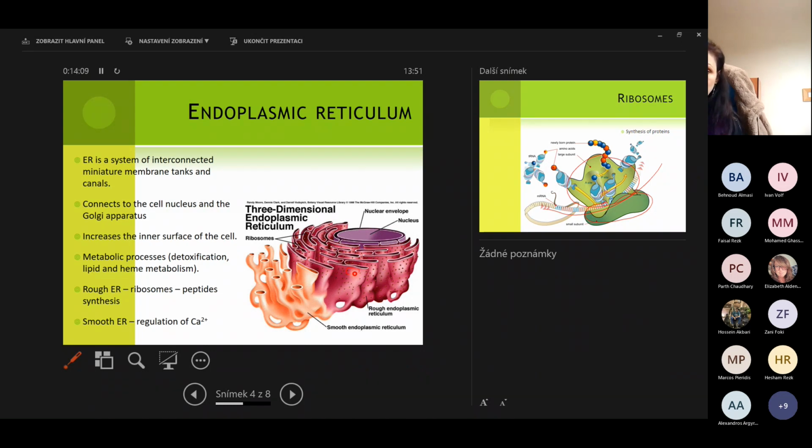We are also going to talk about it. We have a special lecture for muscle contraction. And also the second task for smooth endoplasmatic reticulum is the metabolism or synthesis of lipids.